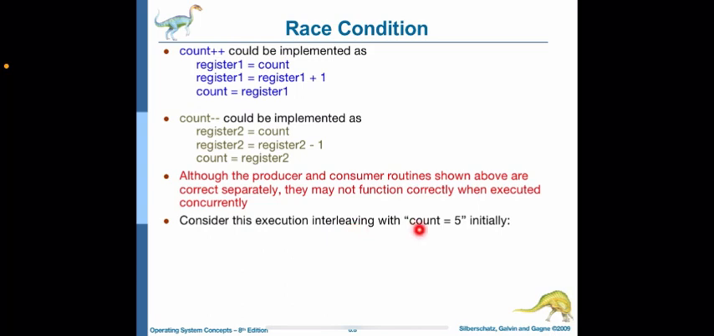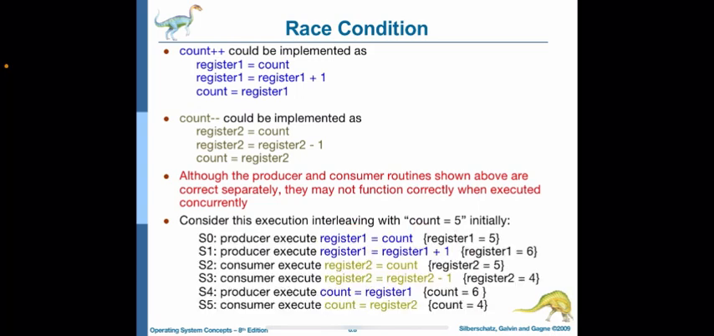Suppose the initial value of count is 5 and this is the order of execution. First, the producer executes register 1 equals count. The first instruction is executed by the producer, and the second turn is also for the producer. So the producer executes register 1 equals register 1 plus 1. That is also done. The initial value was 5. Now the value inside register 1 is 6. It's okay.